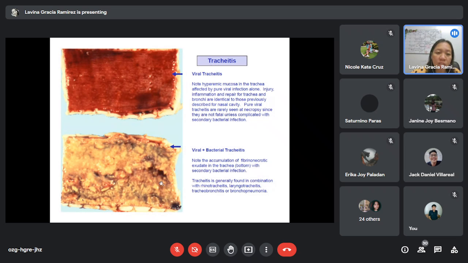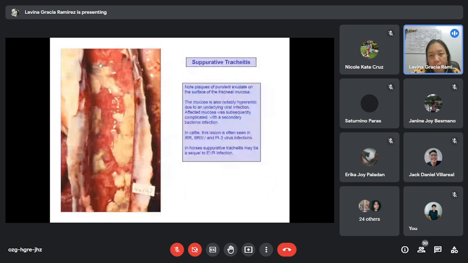This is another picture of tracheitis, where the exudate is more suppurative. You can see pus forming in the tracheal lumen. The mucosa is notably hyperemic, and in cattle this can be a lesion of infectious bovine rhinotracheitis, bovine respiratory syncytial virus, and parainfluenza 3 virus infections. Those are the common respiratory viruses in cattle. In horses, equine viral rhinotracheitis. That is how these microorganisms produce lesions in this structure.